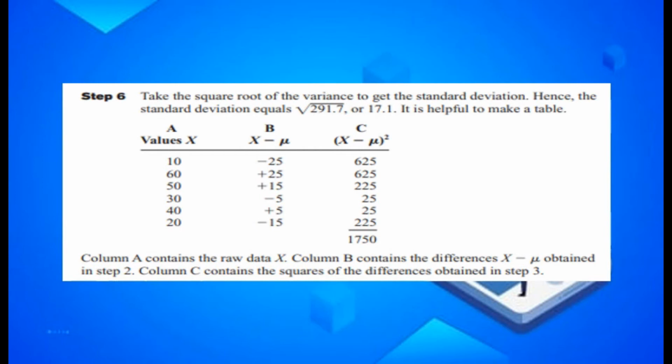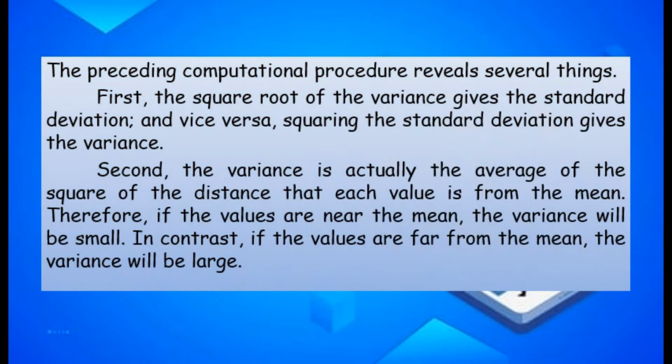In making the table, there are 3 columns, which are A, B, and C. Column A contains the raw data X, and column B contains the differences, X minus the mean, obtained in step 2. Then column C contains the squares of the differences obtained in step 3. The preceding computational procedure reveals several things.